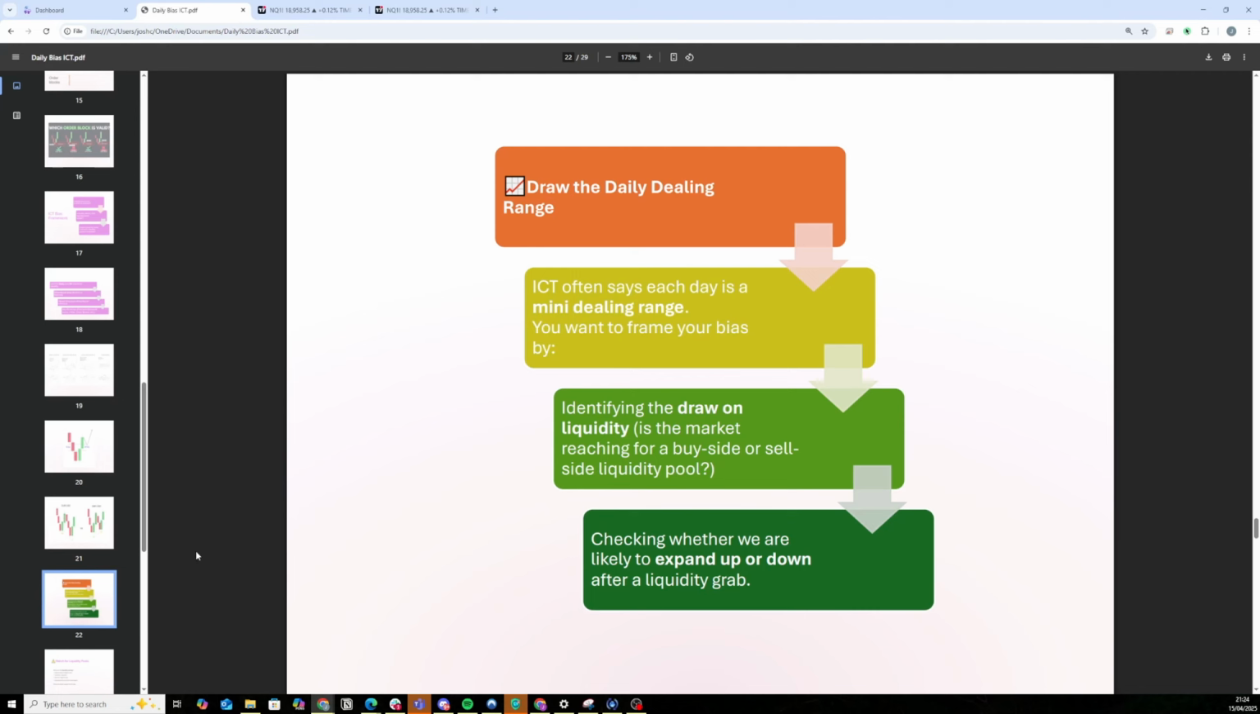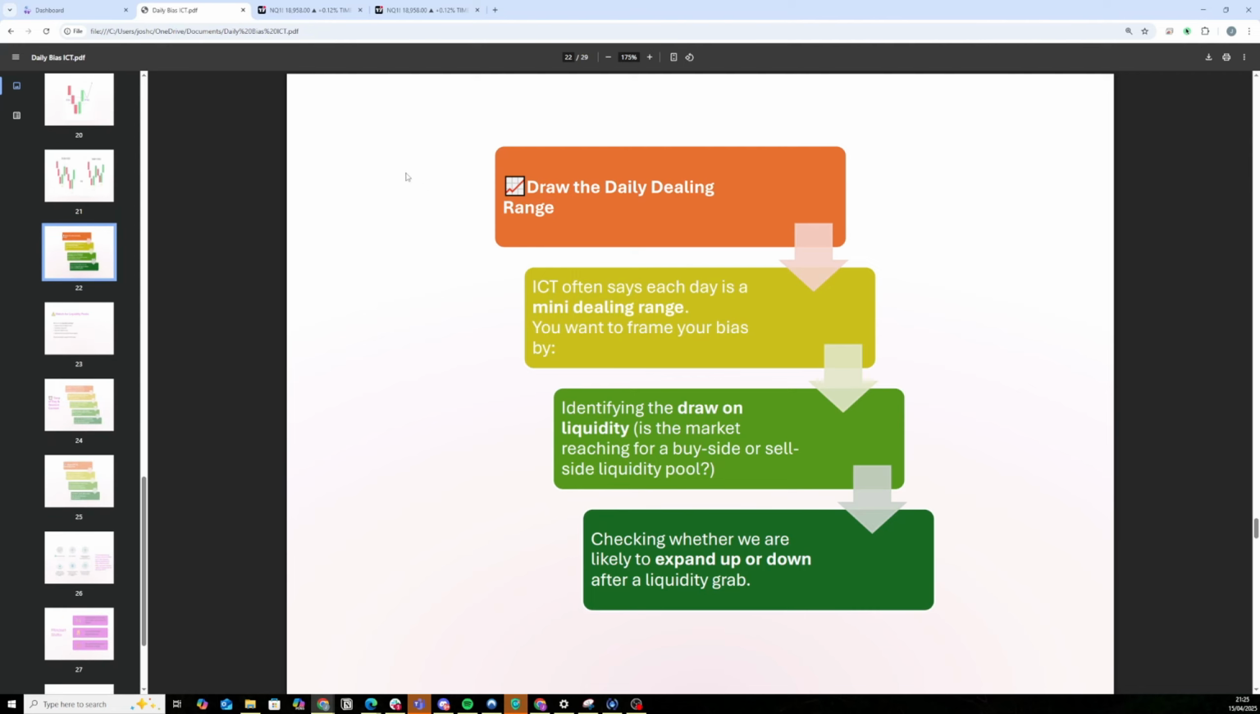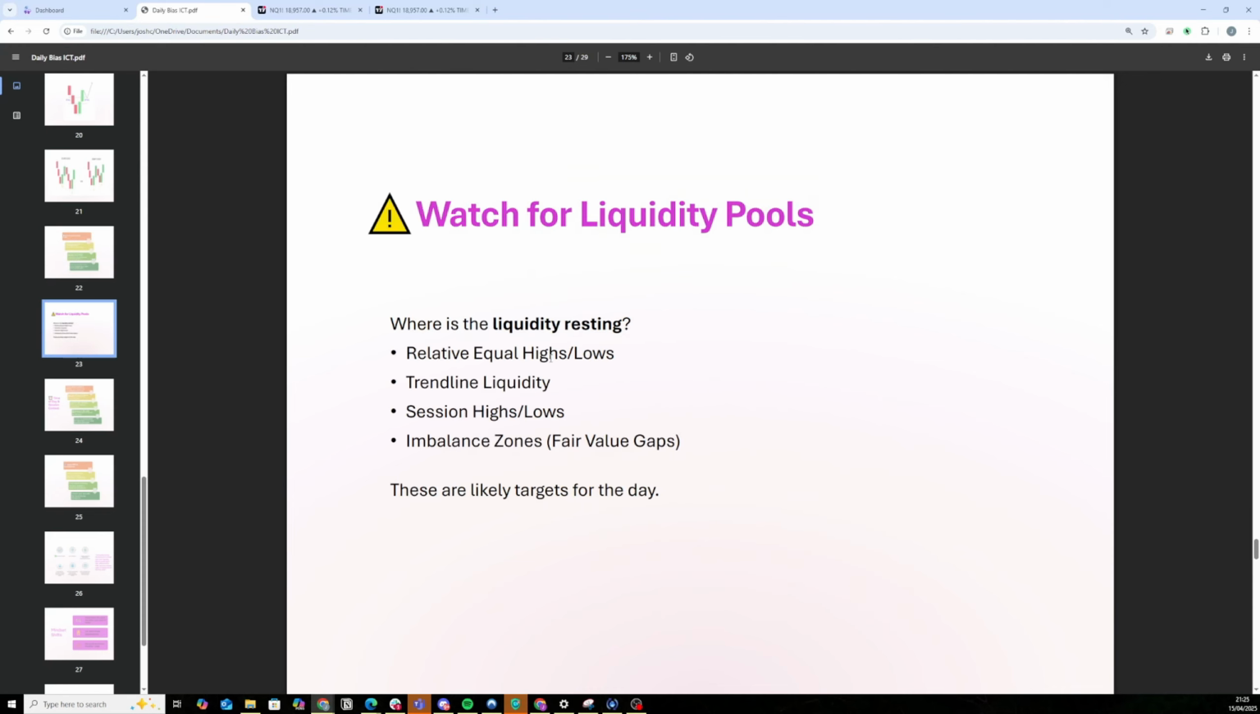On this PDF, this at the bottom is just for you guys to refer back to, but it's essentially a step-by-step guide on what to do when approaching your game. So almost like a flowchart diagram. So for example, first draw out the dealing range, right? Identify your draws on liquidity, decide are we going up or down essentially on the day. Then look for your liquidity pools. So relative equal highs, trend line liquidity, session highs, lows, imbalance zones, fair value gaps, right? These are all your likely targets for the day.